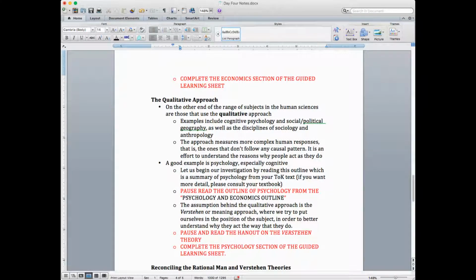Now, the assumption behind the qualitative, so after you pause and read that, then the next step is just as the rational choice theory was the assumption behind quantitative, the assumption behind the qualitative approach is the Verstehen or meaning approach, where we try to put ourselves in the position of the subject in order to better understand why they act the way they do. So now, whoever's doing it, I want you to pause and read the handout on the Verstehen theory. Once you've done that, then I want you to complete the psychology section of the guided learning sheet.